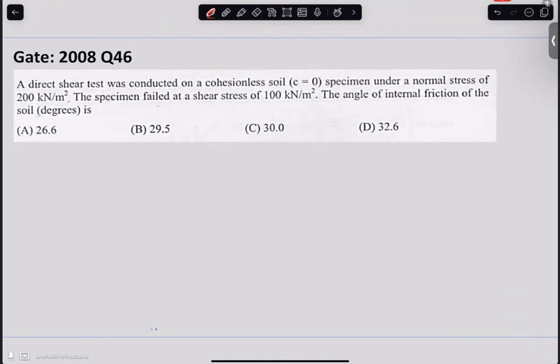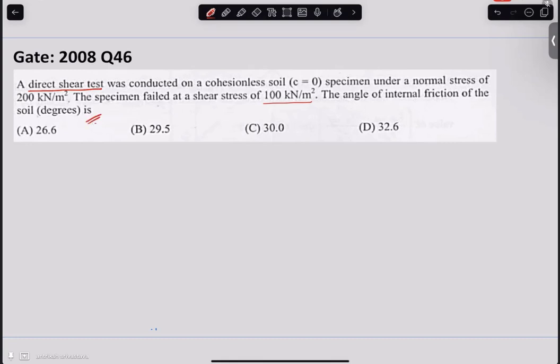GATE 2008 question number 46. This question is related to the direct shear test. A direct shear test was conducted on a cohesionless soil specimen under a normal stress of 200 kilonewton per meter square. The specimen failed at a shear stress of 100 kilonewton per meter square. The angle of internal friction of the soil in degrees is.